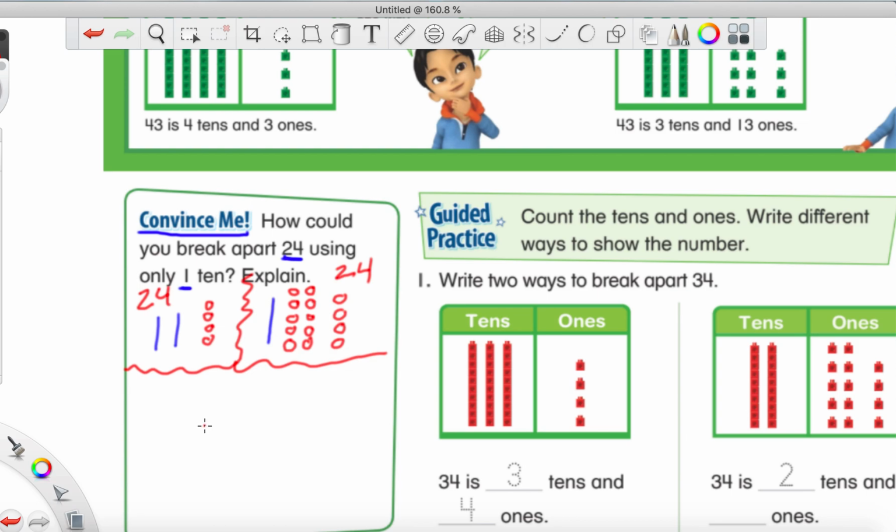I'll tell you what, I'm going to let you guys try this on your own because we kind of talked about it on the last page. So I'll give you a quick second to go ahead and try to make the number 24 in a different way right below.